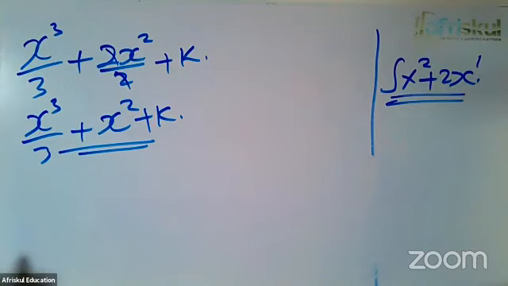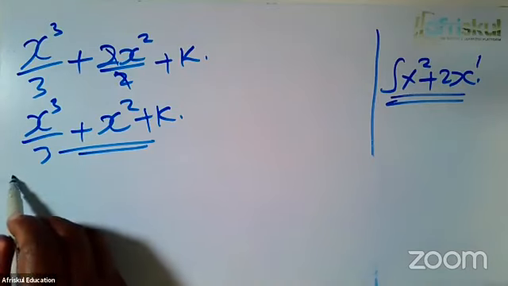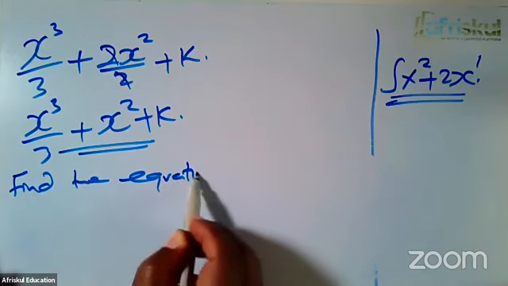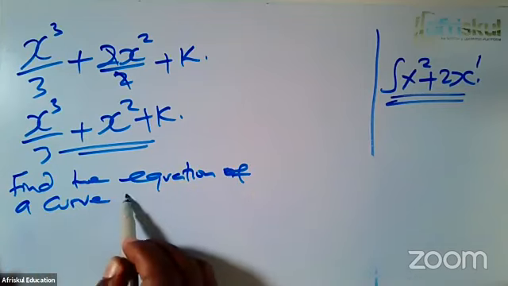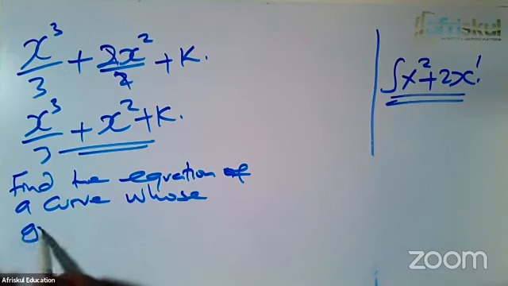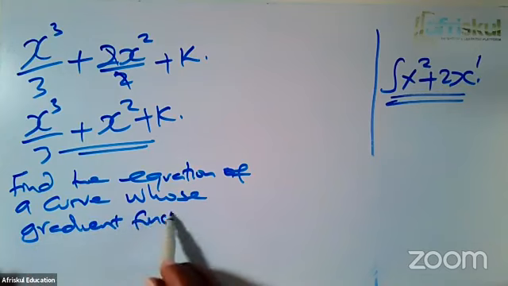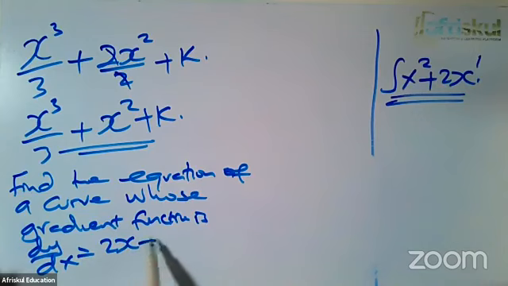Now, ladies and gentlemen, that opens another door for us, where we shall be able to look at this kind of question where you are told here, look at this question: find the equation of a curve whose gradient function is dy over dx equals 2x plus 3.